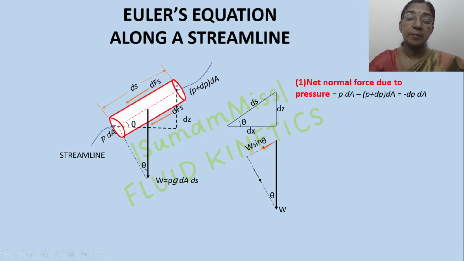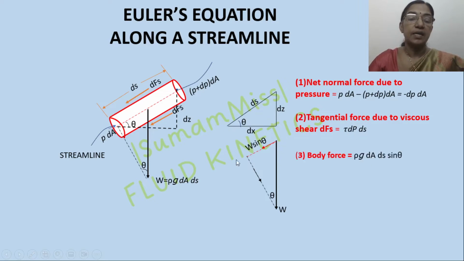Capital P represents the perimeter of this element. So P into ds represents the surface area. The shear force dFs is equal to shear stress into surface area, so that is equal to tau into P into ds. The component of the body force along this axis is equal to W sin theta, that is equal to rho g into dA into ds into sin theta.